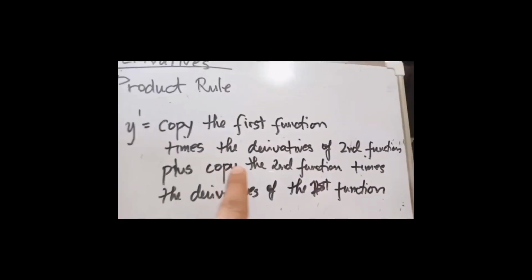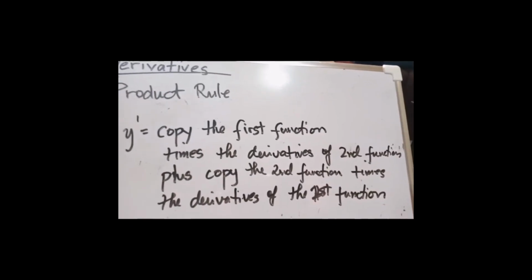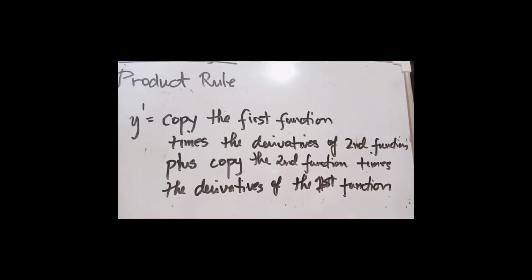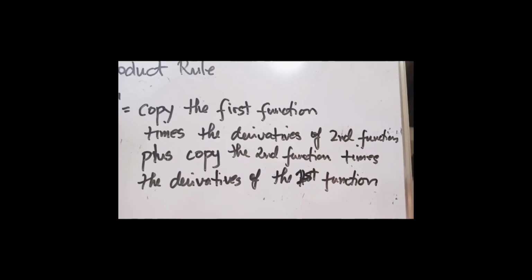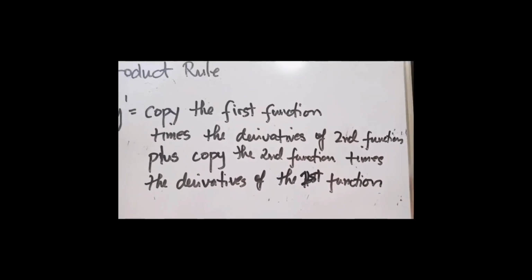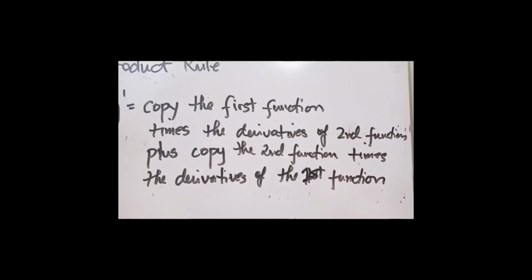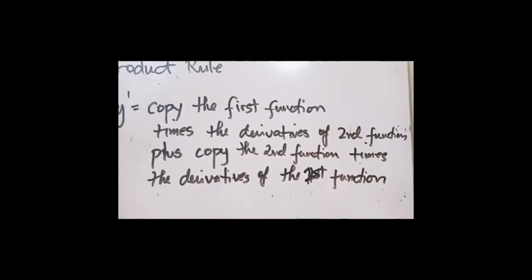Ulitin ko lang. The derivatives is, we just copy the first function times the derivatives of the second function plus copy the second function times the derivatives of the first function.